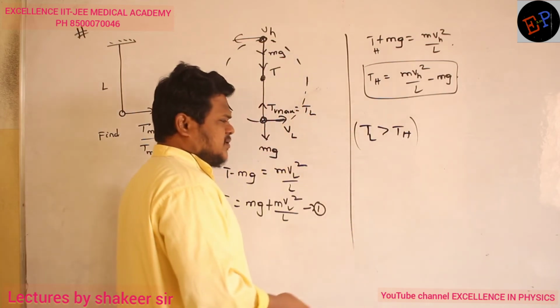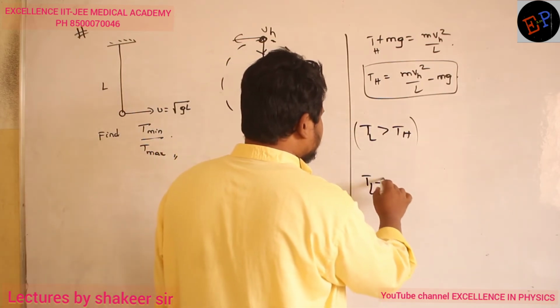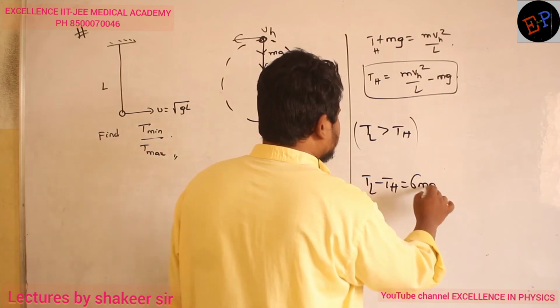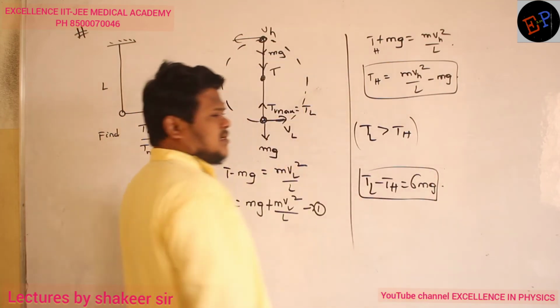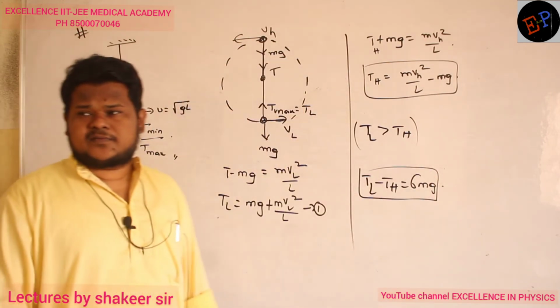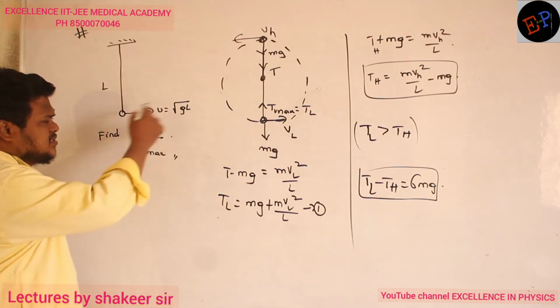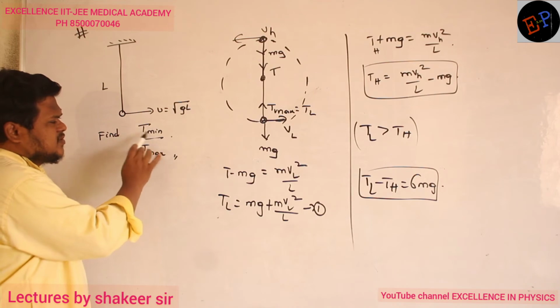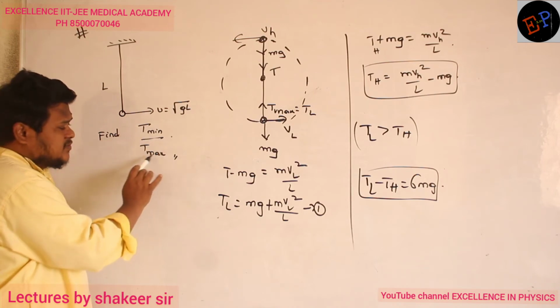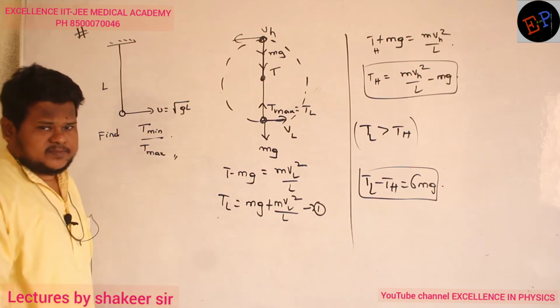And already we have derived one relation, TL minus TH is equal to 6 mg. TL minus TH is how many times the weight of the body? 6 times the weight of the body. Clear? Okay. Now he is asking to find the ratio of tension at the minimum position to tension at the maximum position.